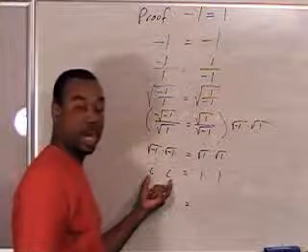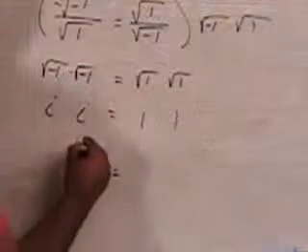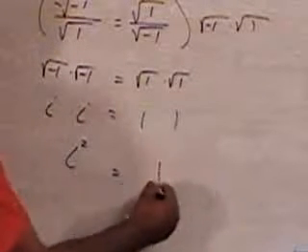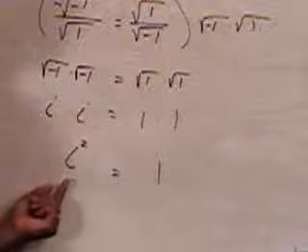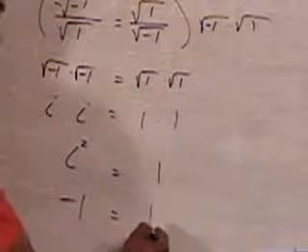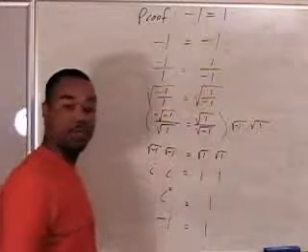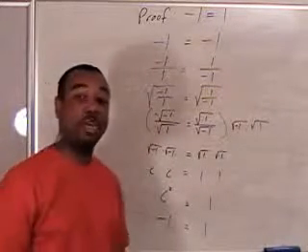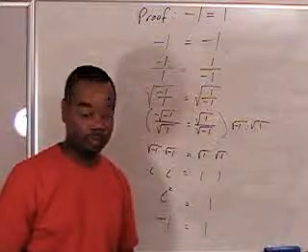Well, i times i is i squared. 1 times 1 is 1. i squared is defined as negative 1. And we have finally here the conclusion that negative 1 equals negative 1.